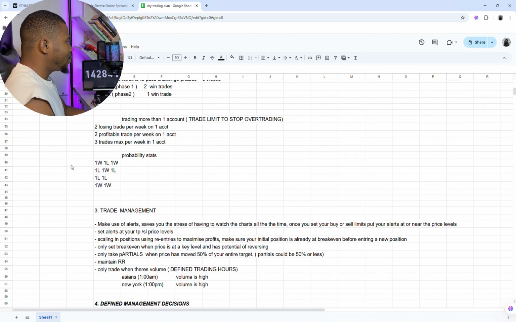So these are my probability stats and how I trade. Let's say I started the week with a win, so I will take another one, and if it loses, I'll have to take another one again. That one can be a win. So these are just the probability stats that I did.